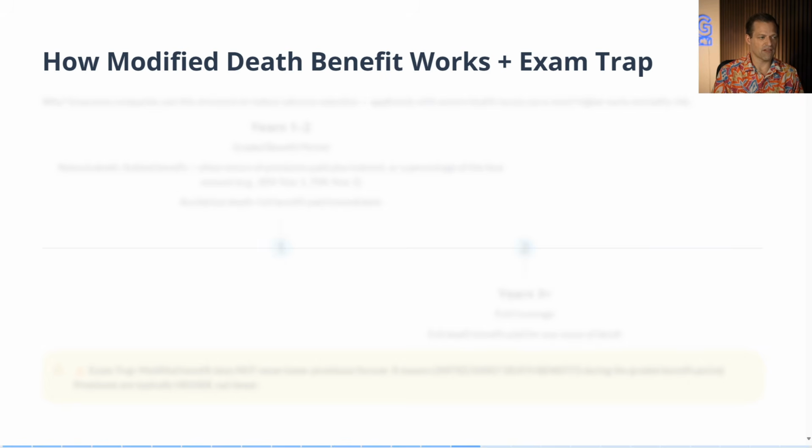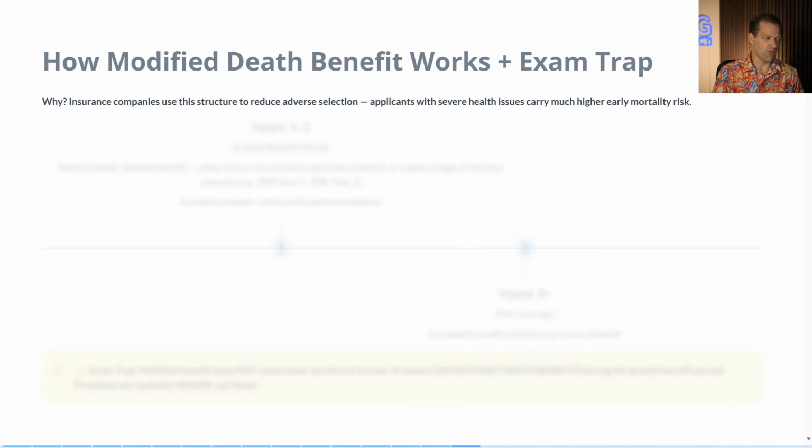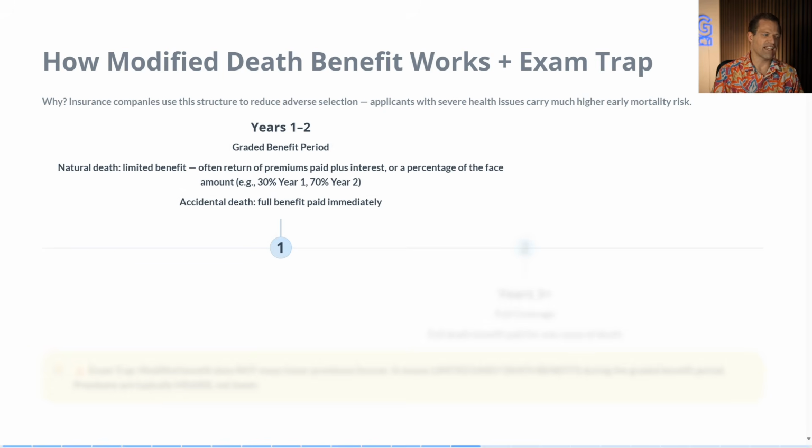So how does the modified death benefit work? And what exam traps should you be worried about? So insurance companies use this structure to reduce adverse selection. The idea being that applicants with severe health issues carry much higher early mortality risk. So it looks like this: graded death benefit for years 1 through 2. If the client dies from natural causes, there's a limited benefit, often the return of the premiums, meaning a refund of the premium, plus some level of interest or a percentage of the amount of coverage, the face amount. And then the accidental death is paid out fully if the person dies of accidental causes. Then in year 3, the full coverage comes into effect.